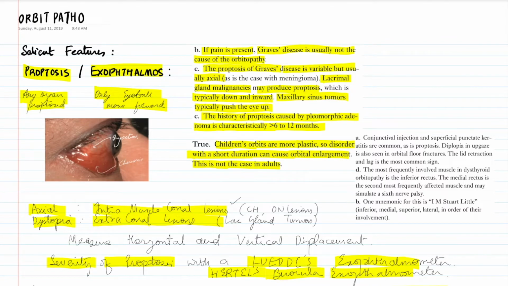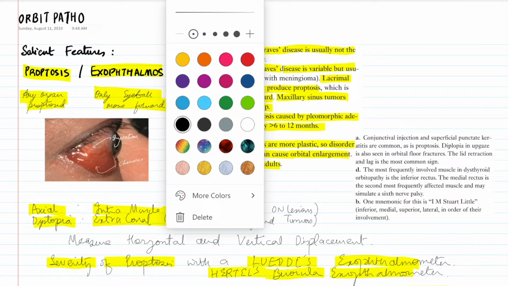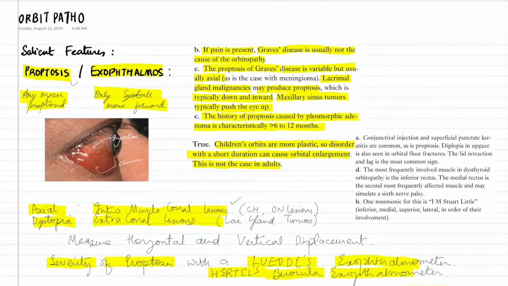So let's speak a little bit about orbital pathology. Before we begin, I think it's important to look at a few of the salient features in orbital pathology. You have proptosis and then exophthalmos. Proptosis is referred to when any organ in the human body protrudes, so to speak, whereas exophthalmos is specifically for the eye.